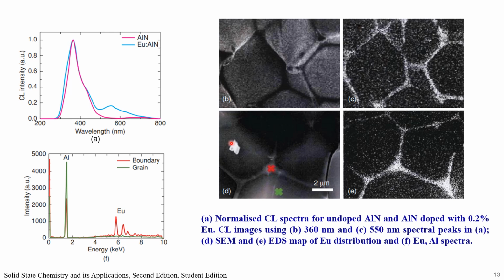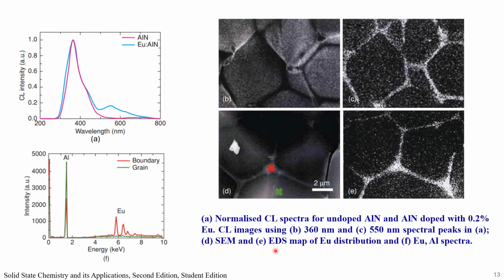CL is a powerful analytical technique, especially when combined with SEM-EDS, as shown in the figure for samples of aluminum nitride that were either undoped or doped with 0.2% of europium. In A, the CL spectrum of both samples shows a peak at 360 nanometers, which is attributed to a defect in the parent structure, whereas the spectrum of the doped sample shows an additional weak band at 550 nanometers.